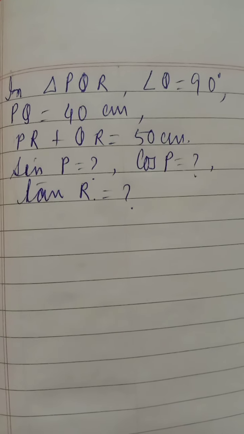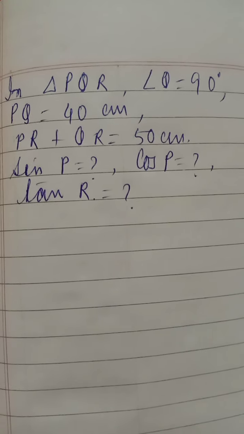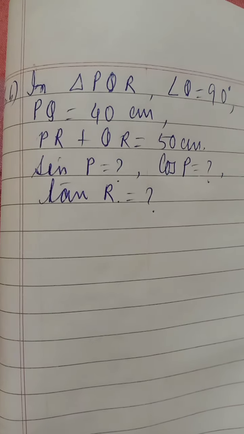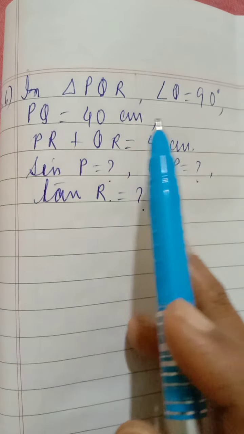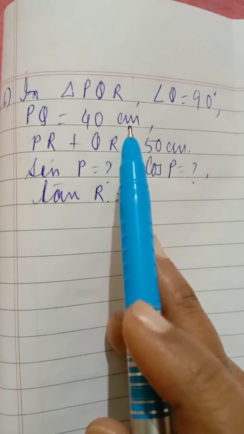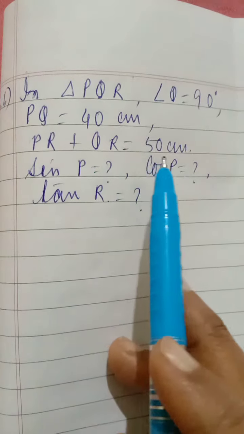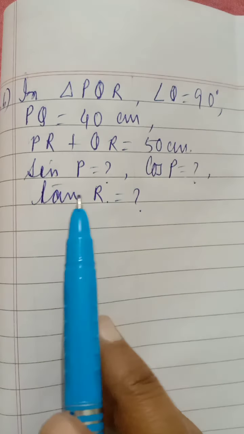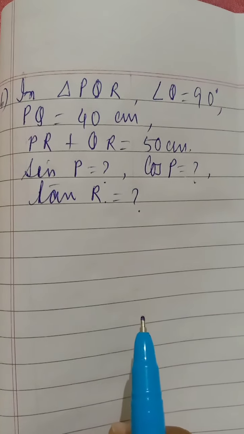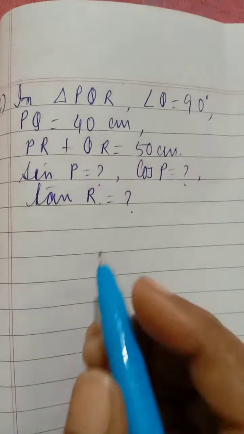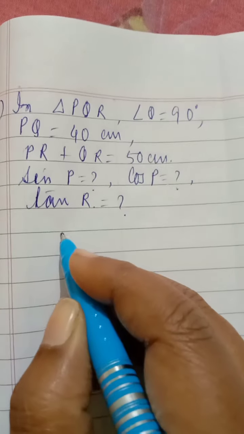This is another question on trigonometrical ratios. Here the question is given: in triangle PQR, angle Q is 90 degrees, PQ is equal to 40 centimeters, PR plus QR equals 50 centimeters. We have to find sin P, cos P and tan R. No diagram is given here, so we will draw the diagram first.